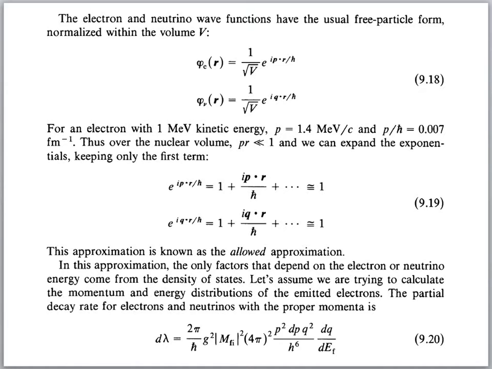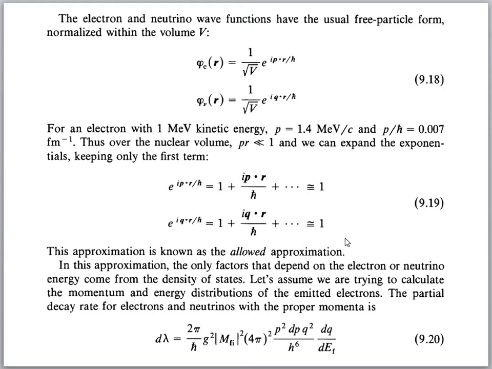The wave function of electrons and neutrinos is the free particle wave function. These values are very small, so we can approximate e raised to i p dot r by h cut as 1 plus i p dot r by h cut, which is approximately equal to 1. Similarly, e raised to i q dot r by h cut can be approximately equal to 1.